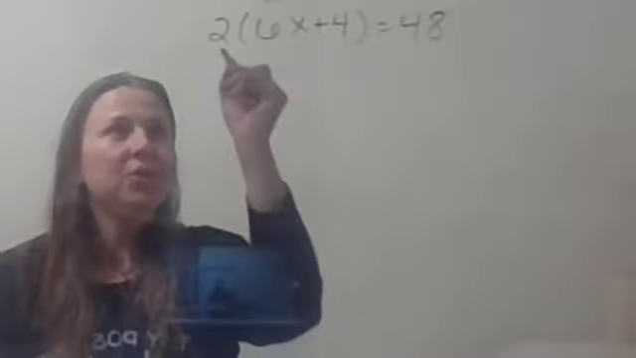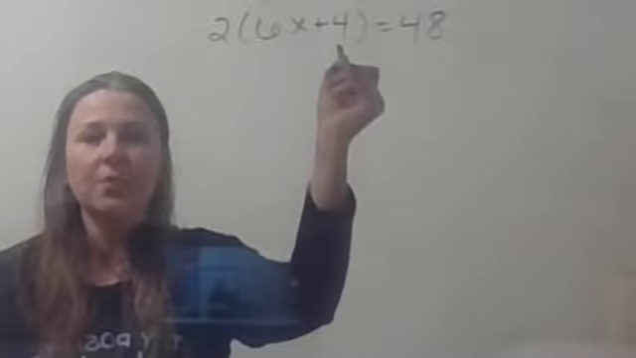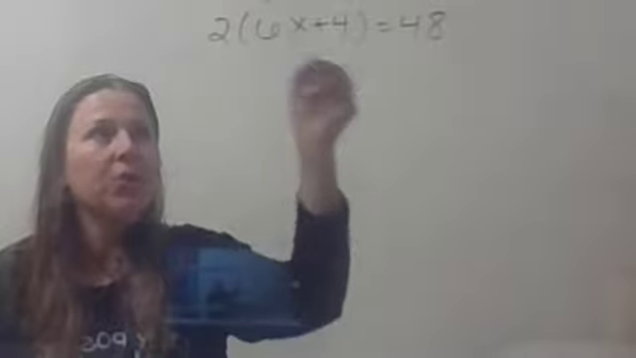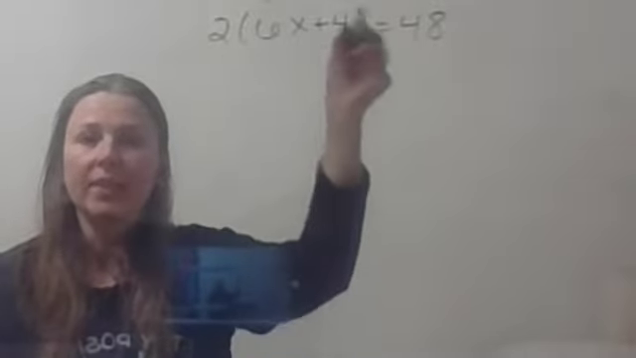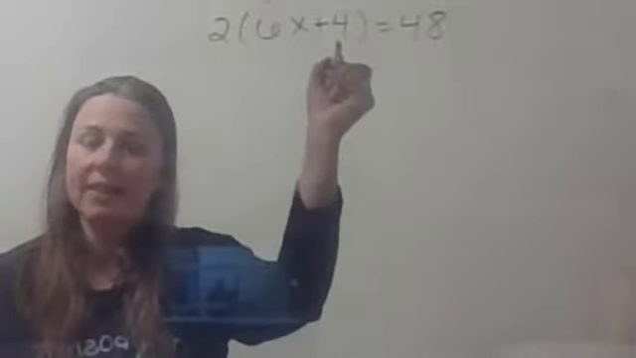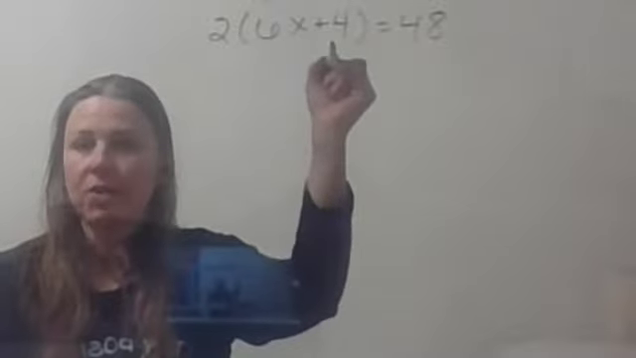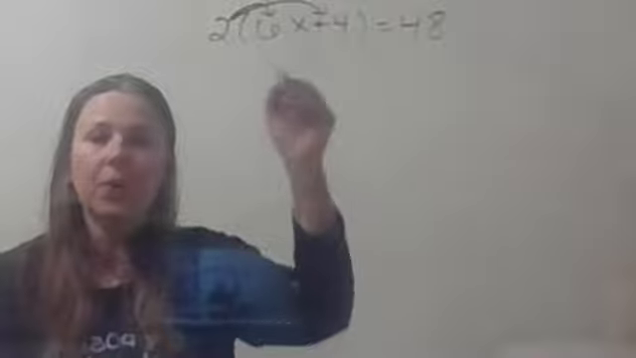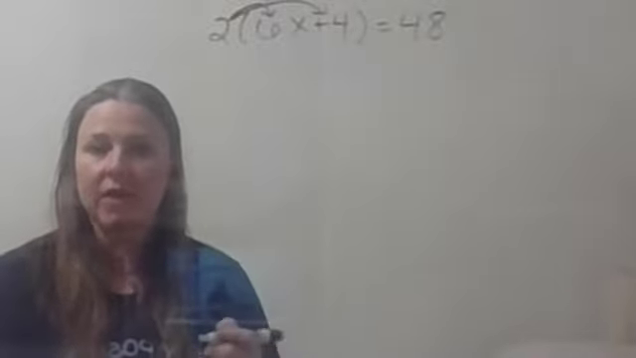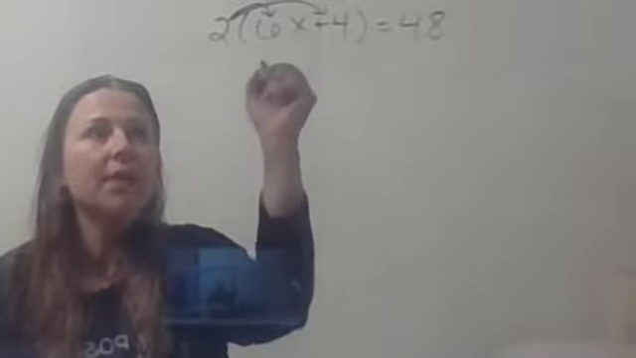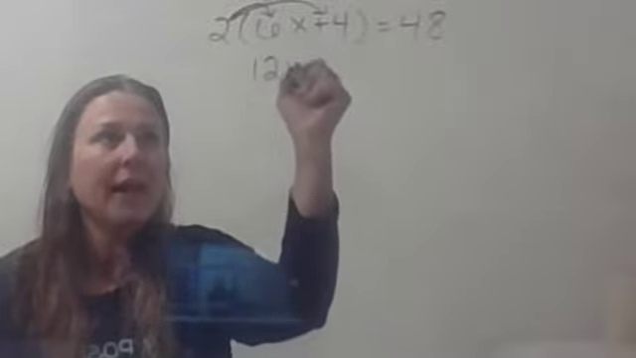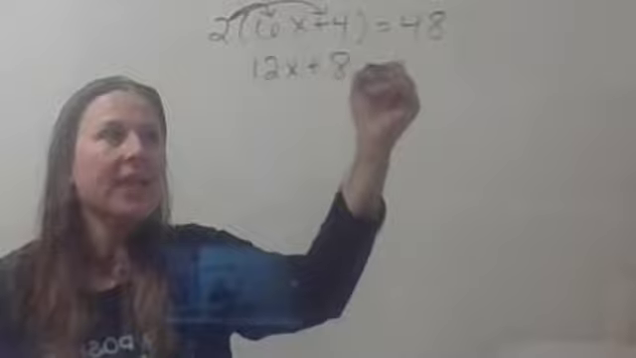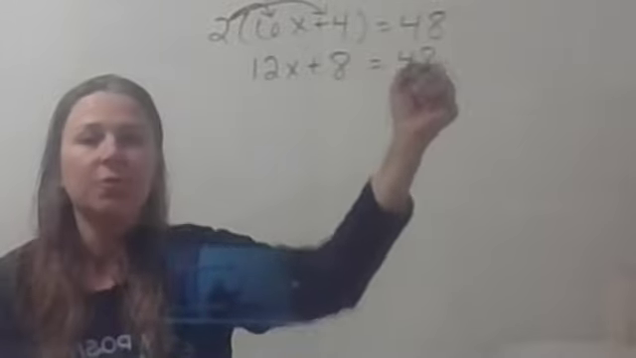Next problem, 2 times 6x plus 4 equals 48. So again, the first step would be to get rid of the parentheses. We can't add these together because x's and numbers don't add. So we're going to distribute the 2 to both terms in the parentheses to get rid of that parentheses. 2 times 6 is 12x, 2 times 6x. 2 times 4 is 8. And that is equal to 48.